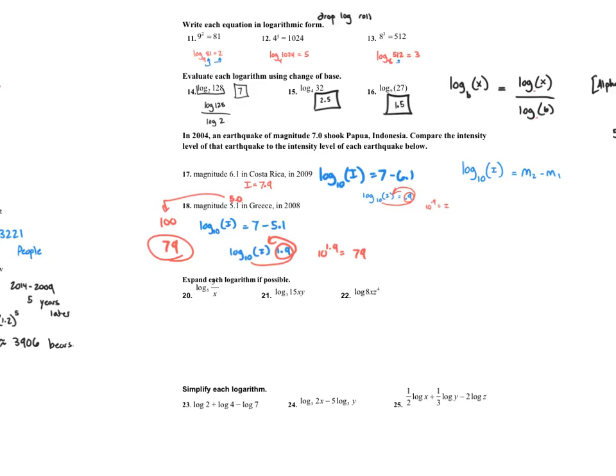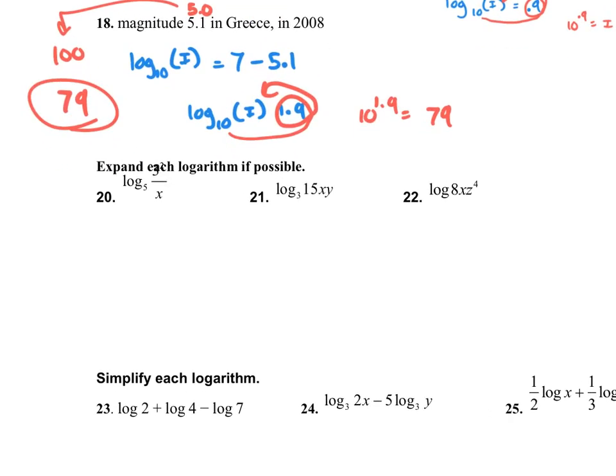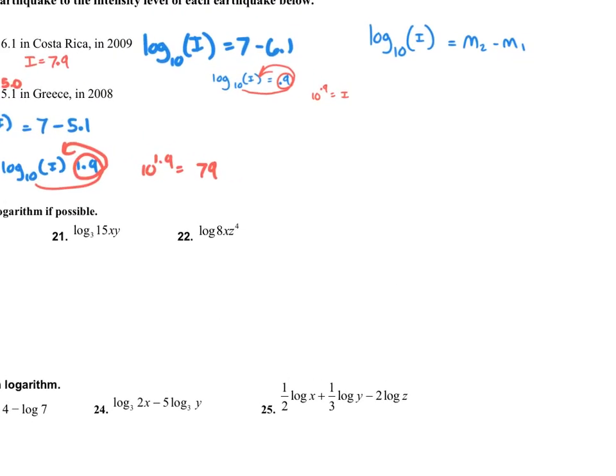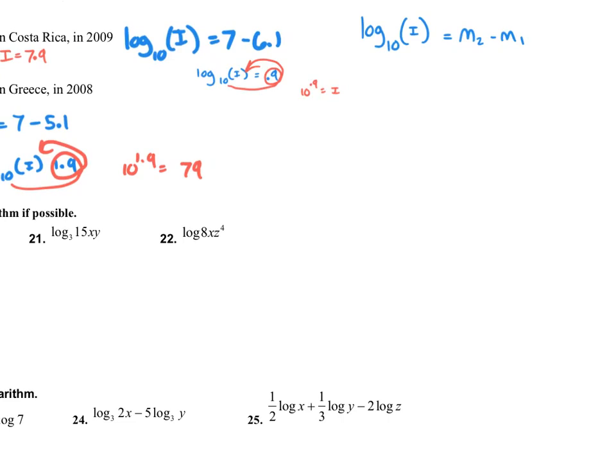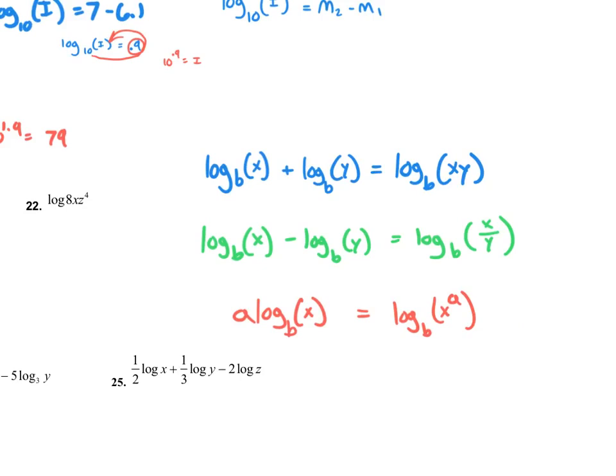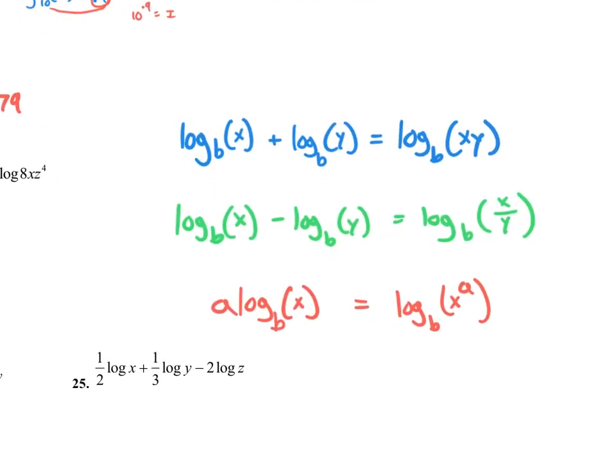So let's move on to expanding each logarithm if possible. This is using the properties that I'm about to write up here on the screen. These properties are the ones that you can use to expand or compress logarithms. It involves the concepts that we've seen in the past, where if you have two logarithms with the same base, all these involve the same base.